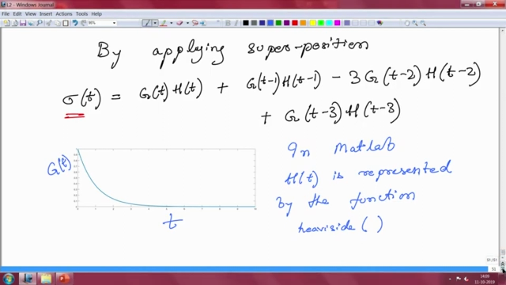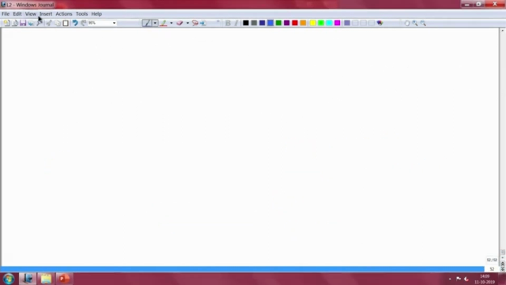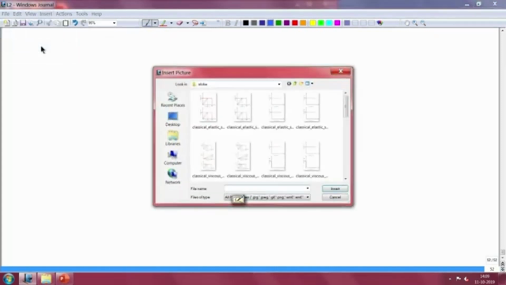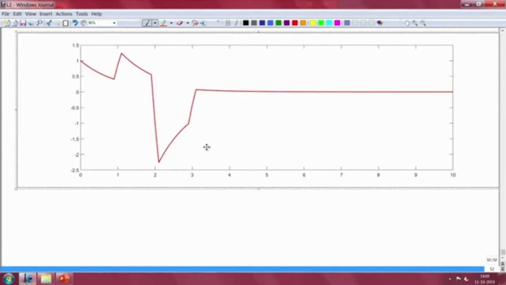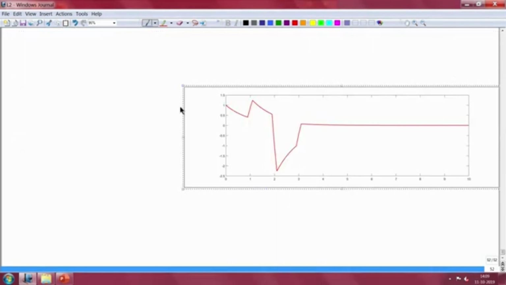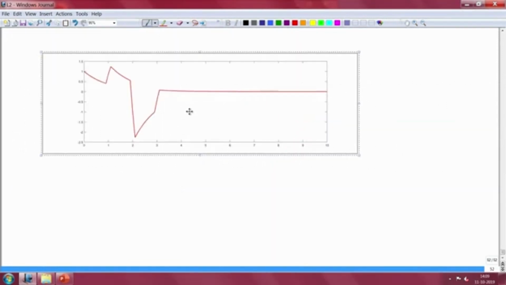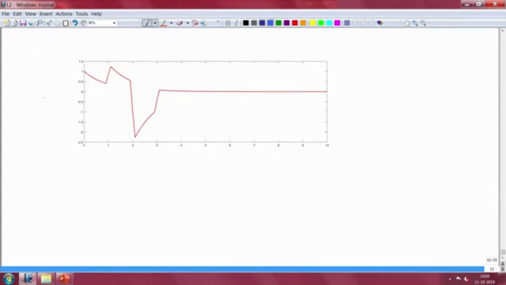So, if you do this, and if you write those equations, you will end up with a curve like this. This curve takes a value of 1, and then it decreases, and then at t equal to 1 there is a sudden increase, then it goes down, and then finally it is decaying to 0 over time.